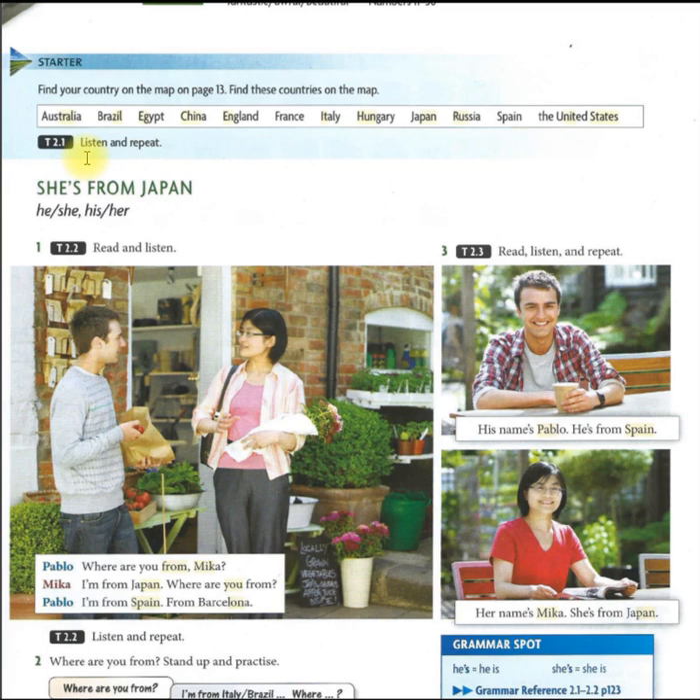And also find these countries as well. So you have a map given to you, a map, and you're required to find your country.